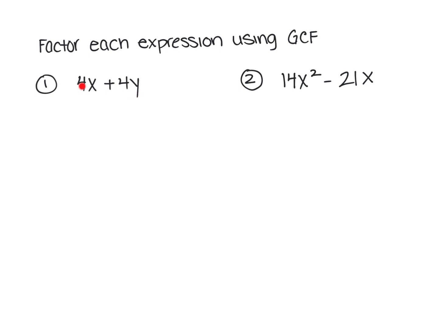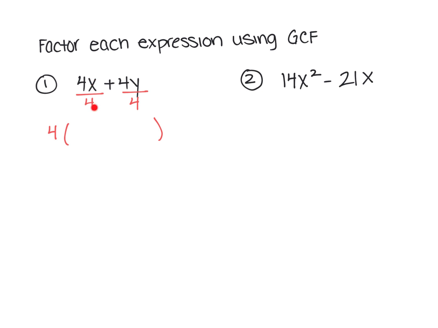So obviously if there's a 4 here and a 4 here, both of these two terms, the 4x and the 4y, are both divisible by 4. So your GCF here is 4. So the way that we factor using GCF is we find that GCF and we divide both pieces by it. So we're going to divide both pieces by 4. And what we do is we put the GCF on the outside, followed by an open parenthesis. And then we actually do our division.